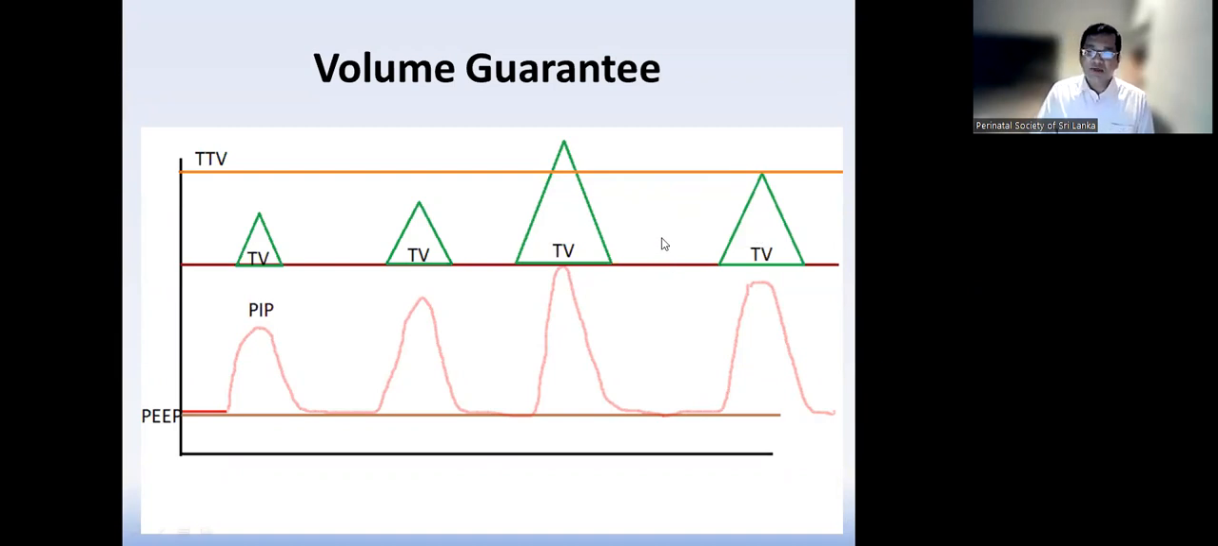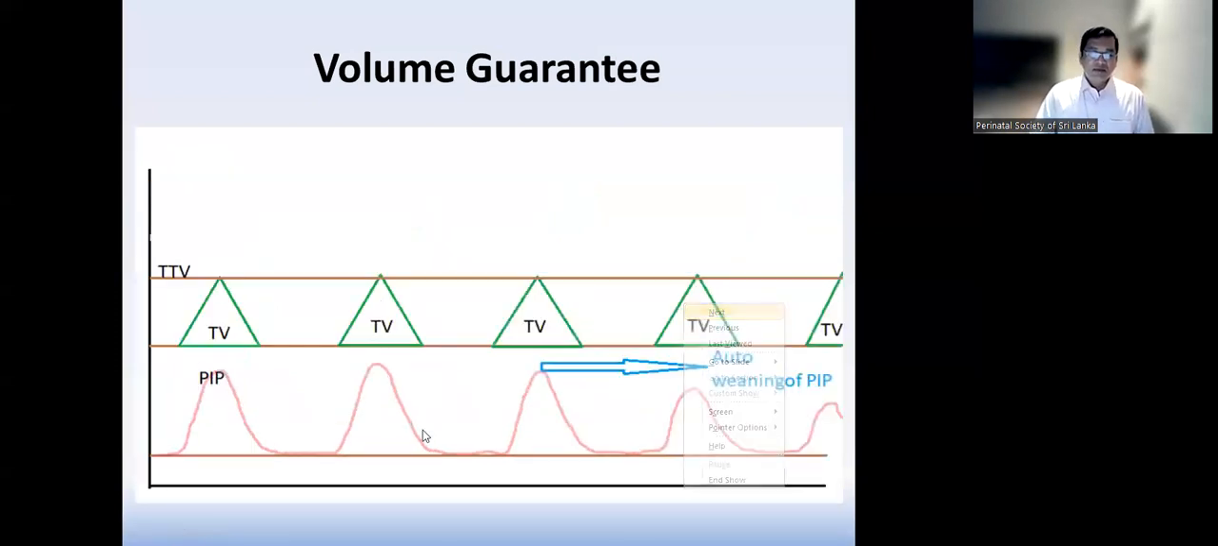So I hope that is clear to everyone. So with subsequent breaths, depending on the lung improvement, the compliance improvement, the machine will adjust the peak inspiratory pressure. It will drop. If the compliance becomes poor, then the pressure will go up. So throughout this ventilation, pressure will go up and down. But if the patient is lucky, if the compliance is improving steadily, this pressure will steadily go down to deliver the same tidal volume. Right. So this is what happens.